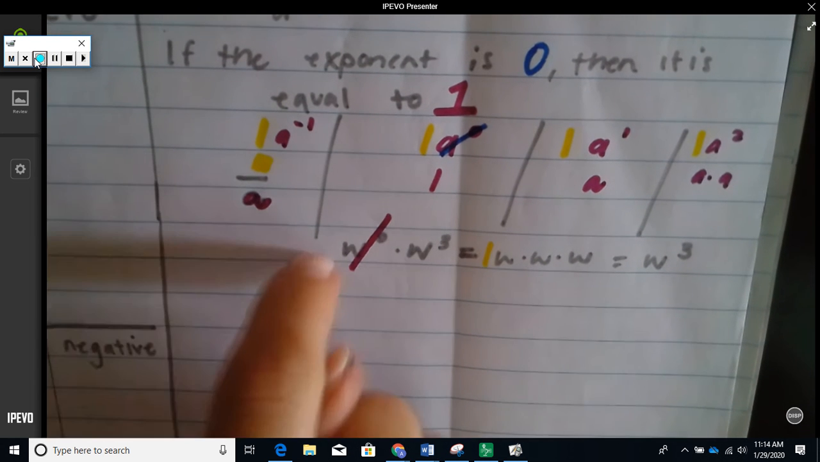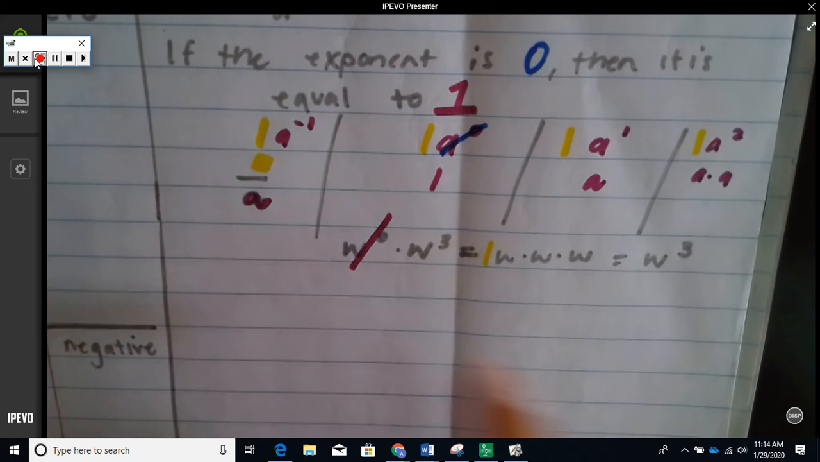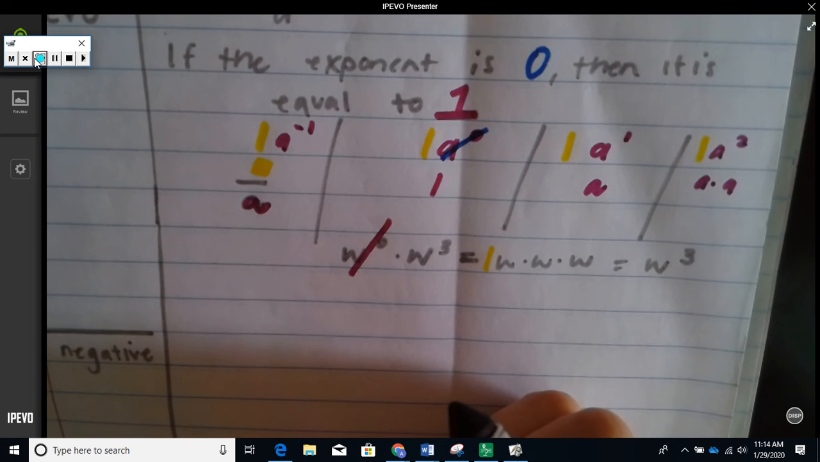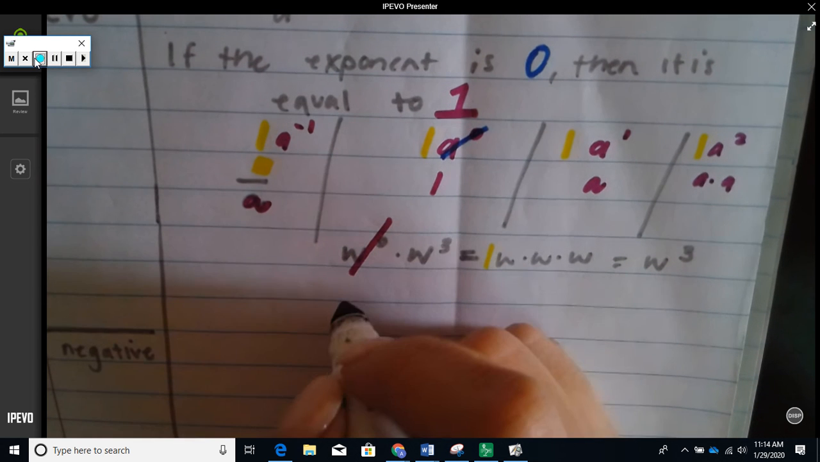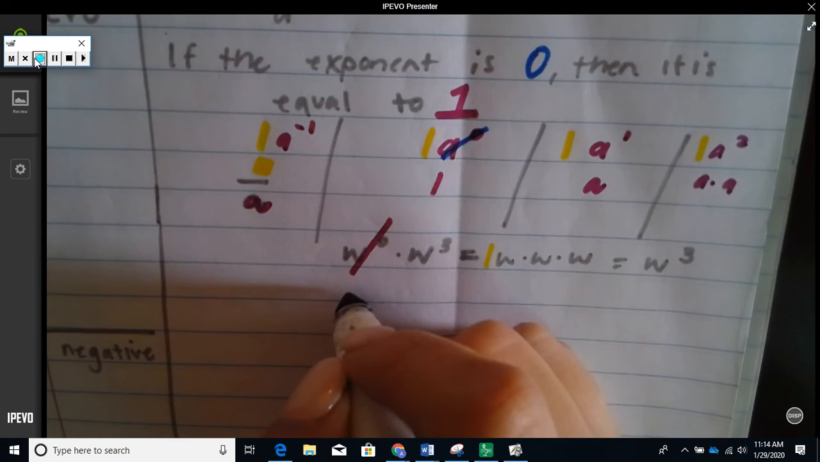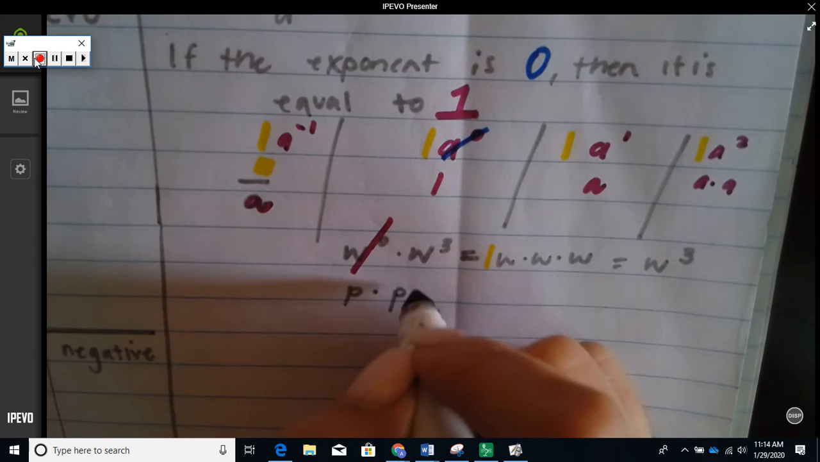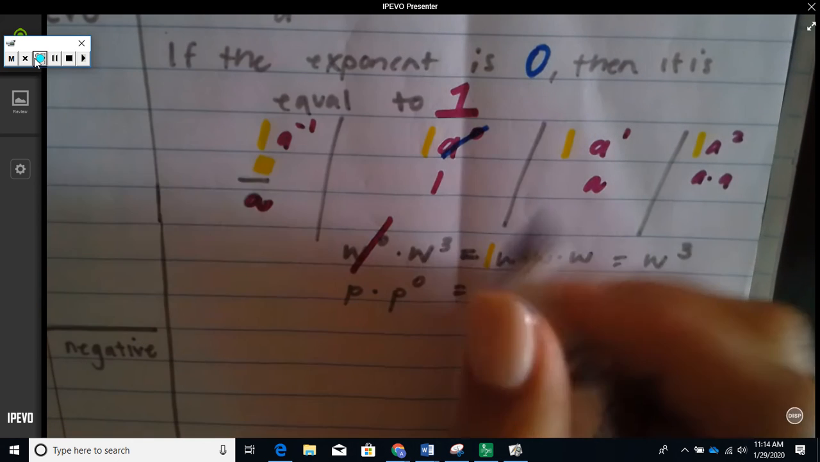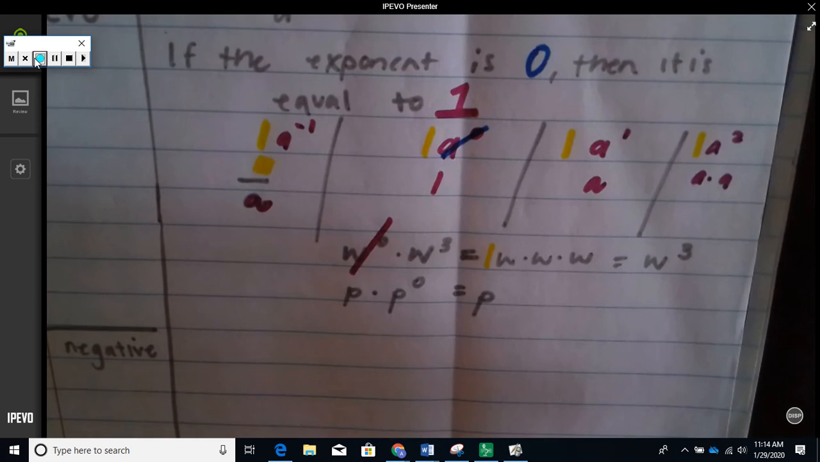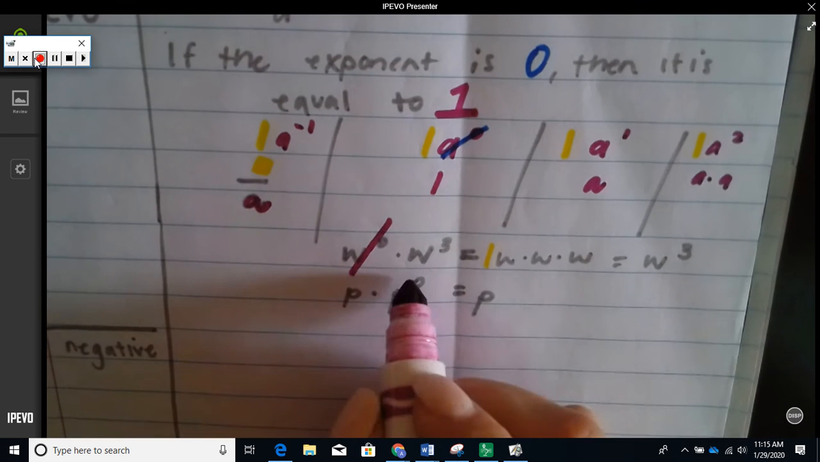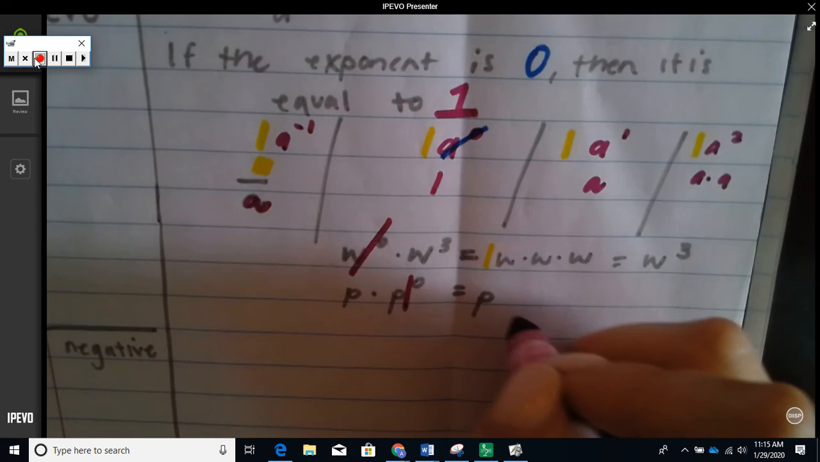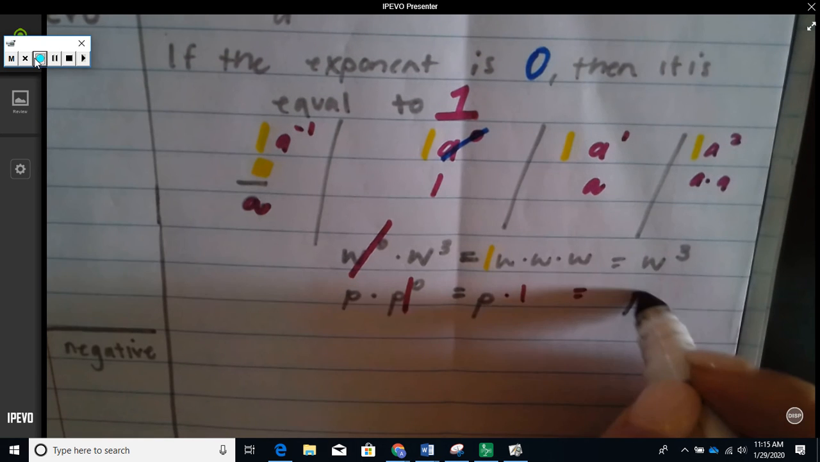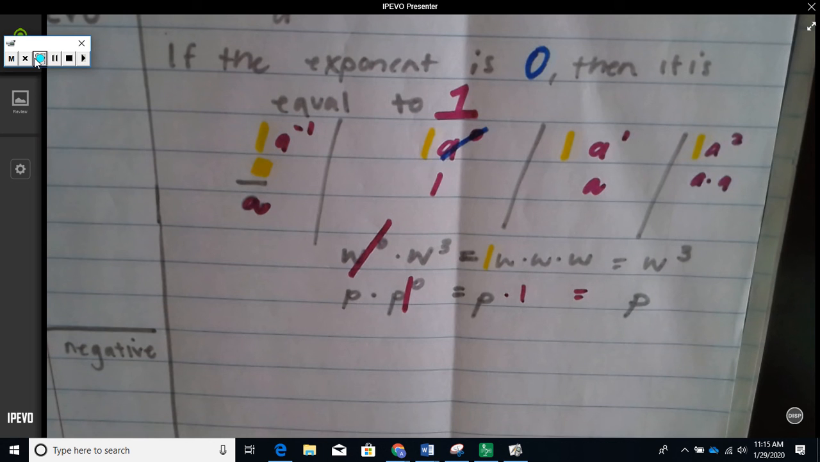Let me do another example. So then p is going to be p, and p to the power of 0 is equal to 1. So this is saying p times 1, and you simplify that to be just p. We know it's 1p. You don't have to write the 1 because it's simplified.